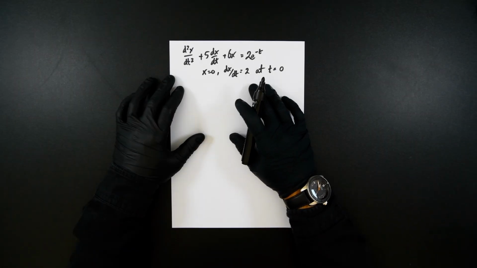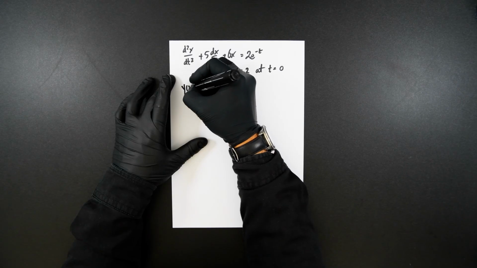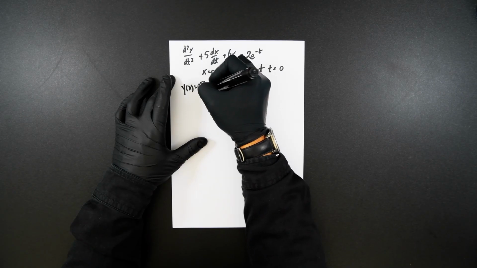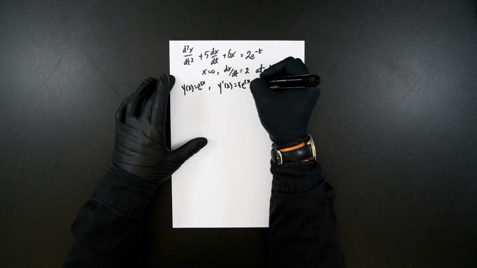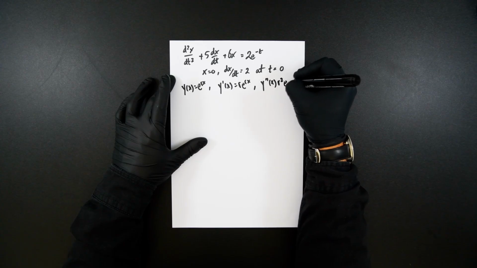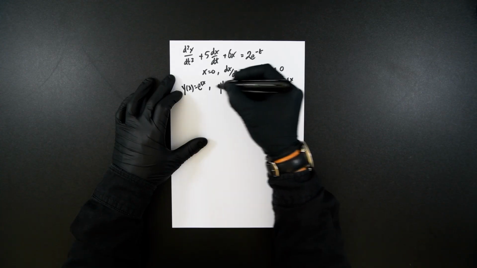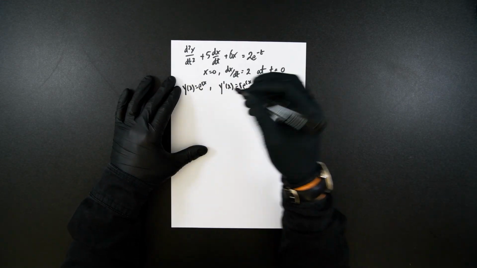When solving a linear constant coefficient differential equation, we assume the solution in the form of y(x) = e^(rx). Let's differentiate that once. So you're going to get r e^(rx). Let's differentiate it again: r squared e^(rx). We can now substitute each of these into the left-hand side, which is the homogeneous part.